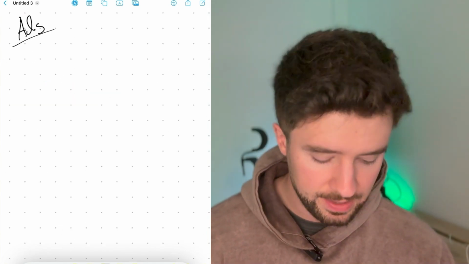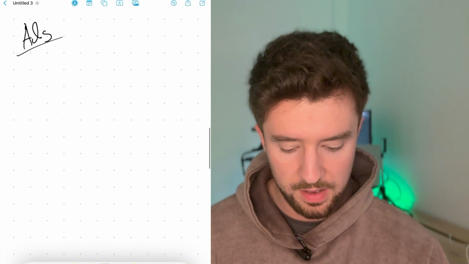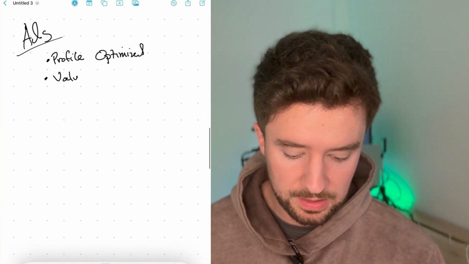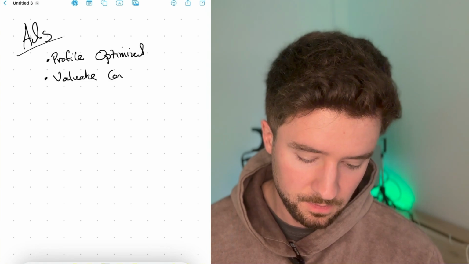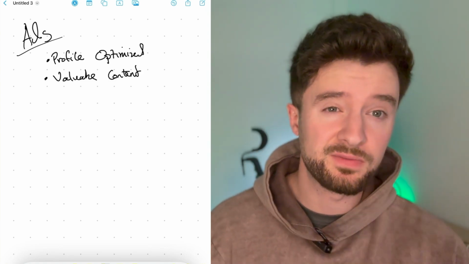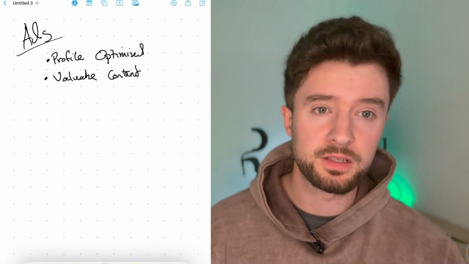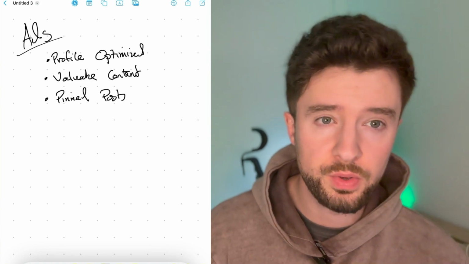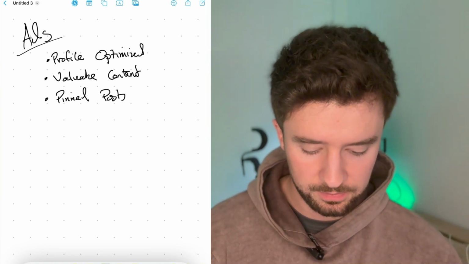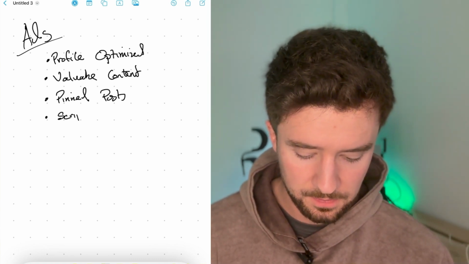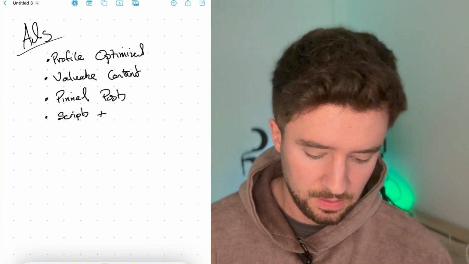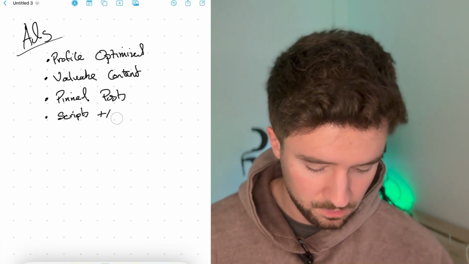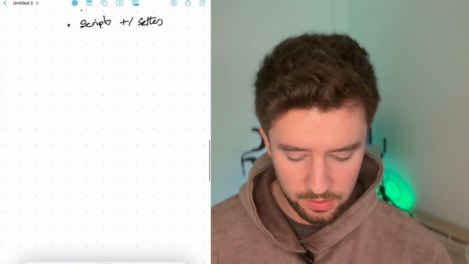And before we get into ads, there's a couple of things that we want to make sure that we have, and that's that your profile is optimized. Valuable content. Have 15, 20 reels on there that are actually valuable. It's not just promoting your thing, it's actually giving out tips. Your pinned posts: who you are, who you help, your best transformations, all that good stuff. And make sure you have scripts and/or setters ready. Then we can start looking at ads.